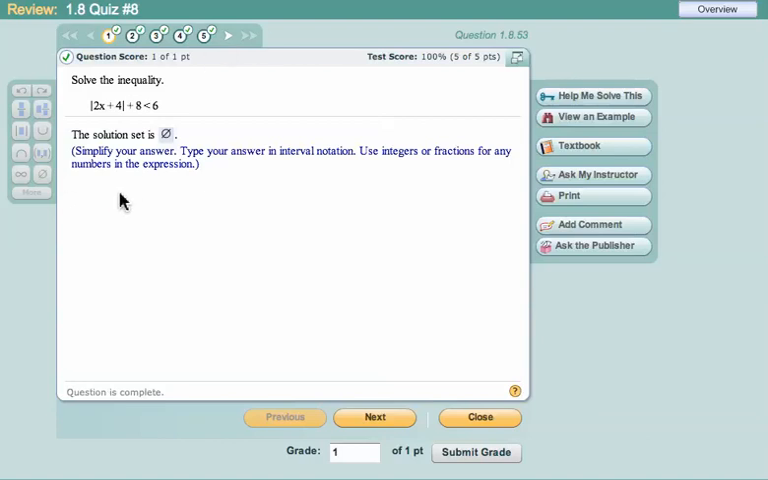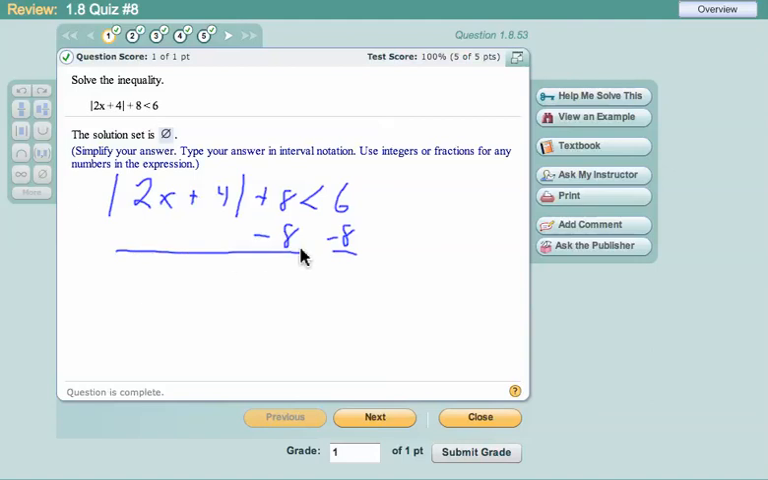We take the absolute value of 2x plus 4, plus 8, is less than 6. To get the absolute value by itself, we will subtract 8 from both sides. And we get the absolute value of 2x plus 4 is less than negative 2. Now, an absolute value can never, ever be less than a negative number. Okay, so let's take a look at a picture of that.